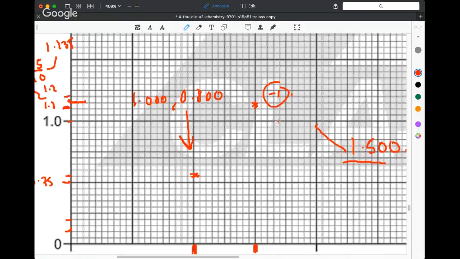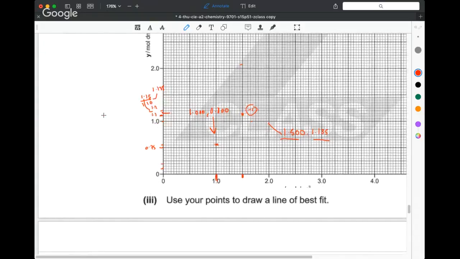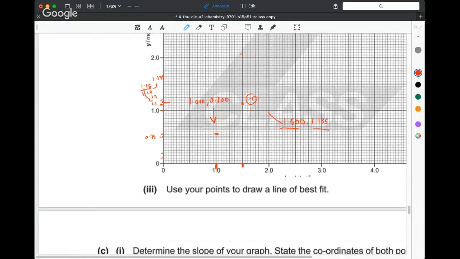Okay, let me see if I can get back to normal size here. So that was the point there the examiner was looking for. And when you've done all your points, then you draw a line of best fit. Again, it's quite difficult for me to draw the points here, but you end up with various points, and then you're going to draw a line of best fit.